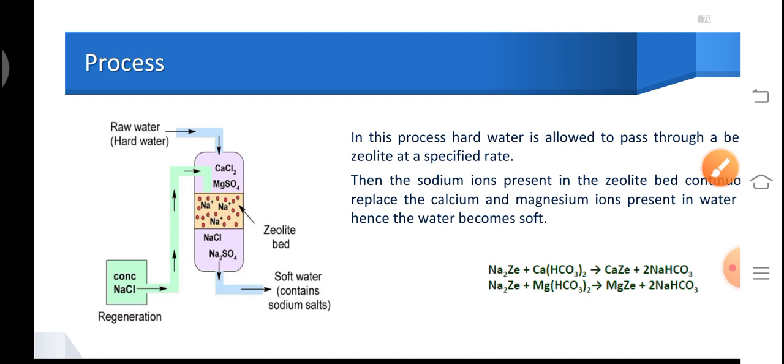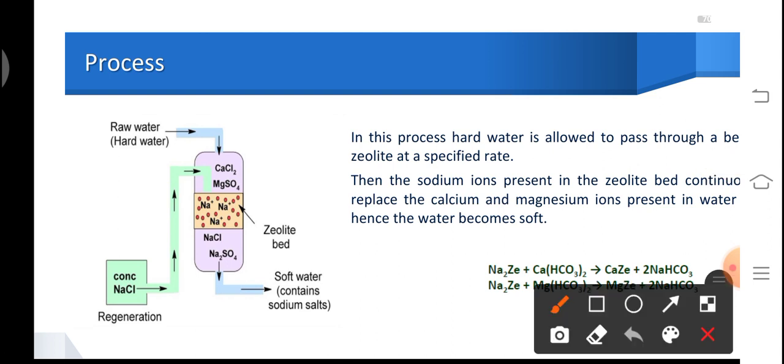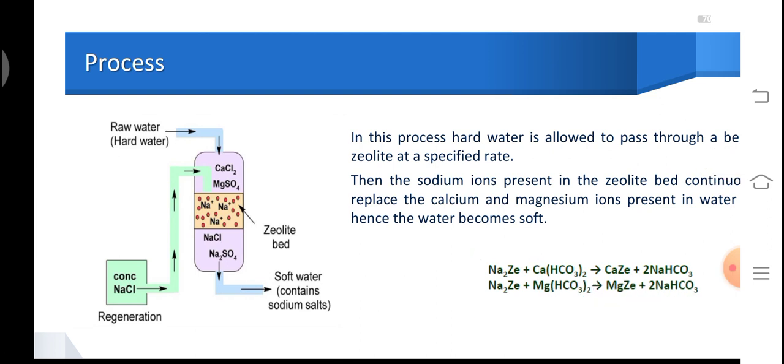As we know, zeolite holds sodium ions, and these ions are loosely attached and can be simply represented by Na2Ze. Here Na2 is the replaceable or exchangeable cations, whereas Ze represents the insoluble framework. The hardness-causing ions like calcium or magnesium are retained by the zeolite as calcium zeolite and magnesium zeolite, while the outgoing water contains sodium salts, as you can see in this chemical equation.